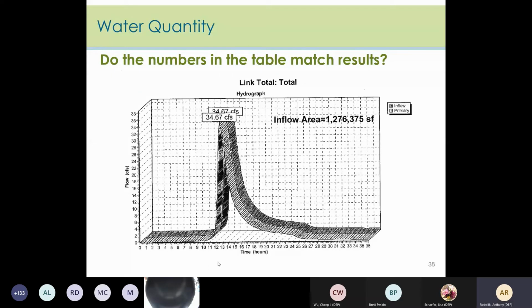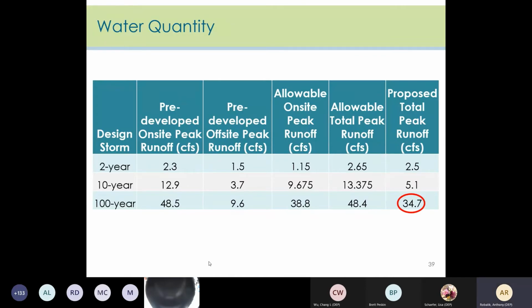So the first thing I did was look at some of the calculations. This is the 100-year hydrograph for the entire site. It shows 34.67 CFS, and like we saw on the table, the 100-year total was 34.7, so that's pretty much the same. That gives me a good indication already that the table matches the calculations. You don't necessarily have to check every single number, because if some of these are right, chances are the rest are also correct since they are just running the model again and again.